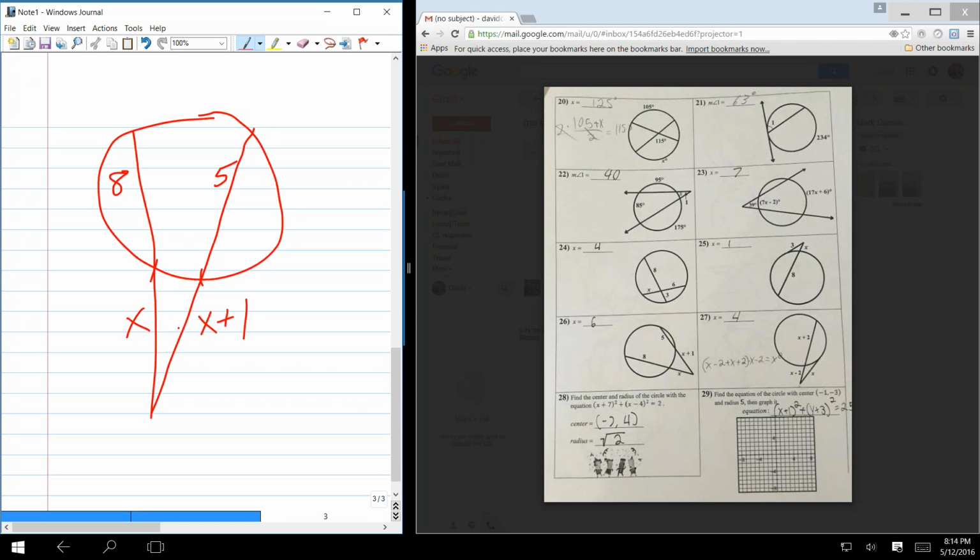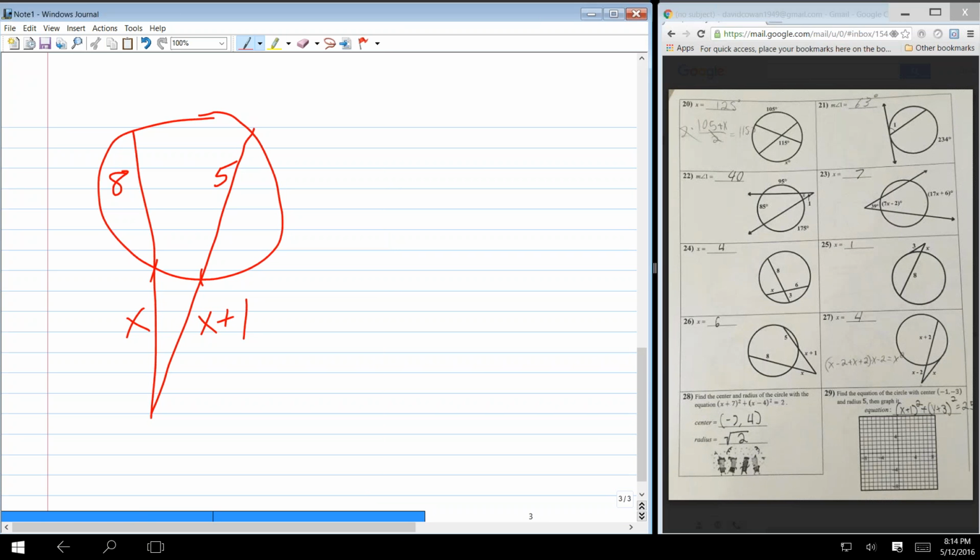Now, this is completely different than the chords. The most common mistake people make here is they say 8 times x equals 5 times x plus 1. And that's not true. What the equation is, is the part outside the circle times the whole secant line. So x times x plus 8. The other secant line has an x plus 1 length.